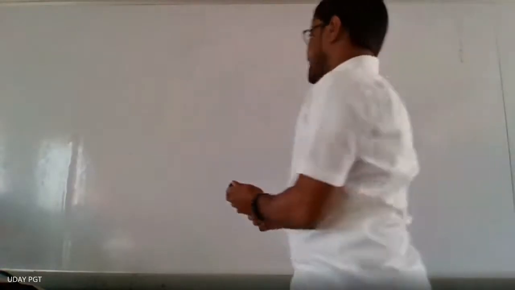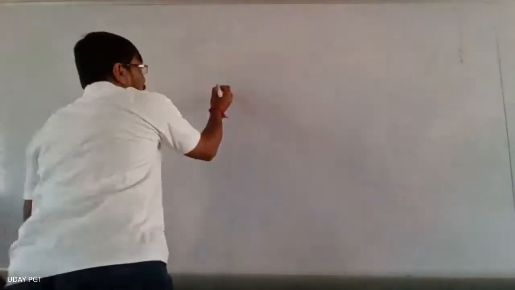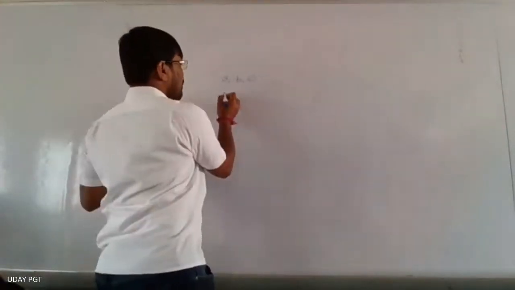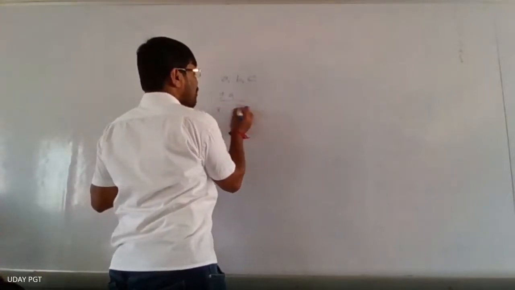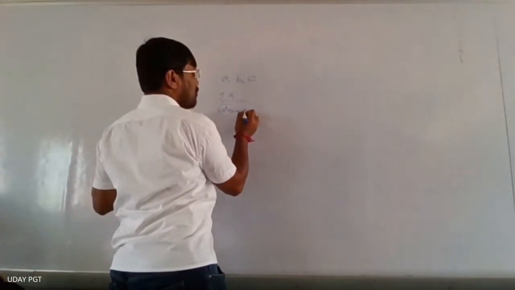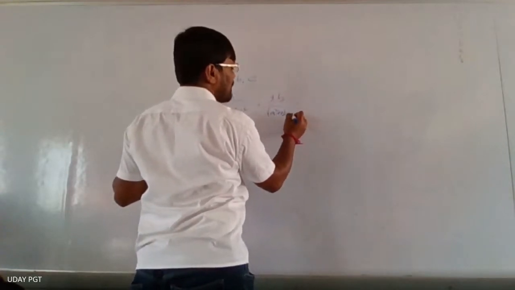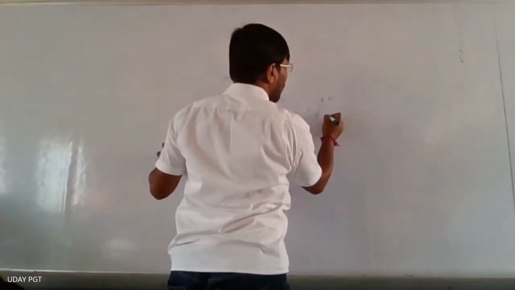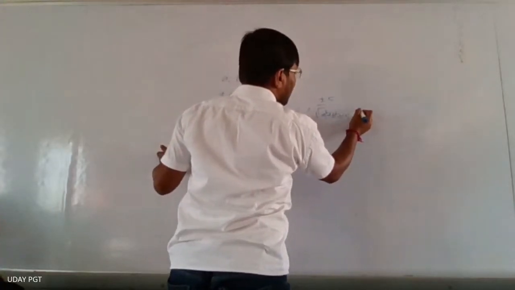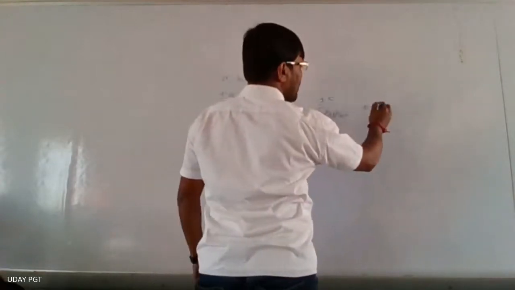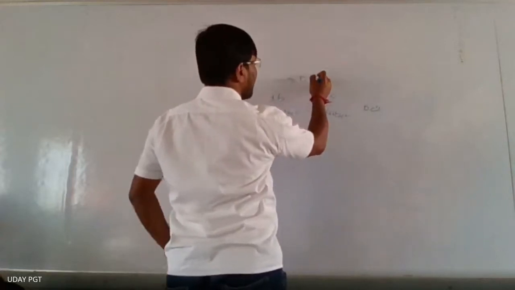Suppose you are taking direction ratios and you need to find direction cosines. Very simple task: if A, B, C are the direction ratios, then the direction cosines are plus or minus A by under root of A square plus B square plus C square, plus or minus B by under root of A square plus B square plus C square, plus or minus C by under root of A square plus B square plus C square. These are the direction cosines, and these are the direction ratios.